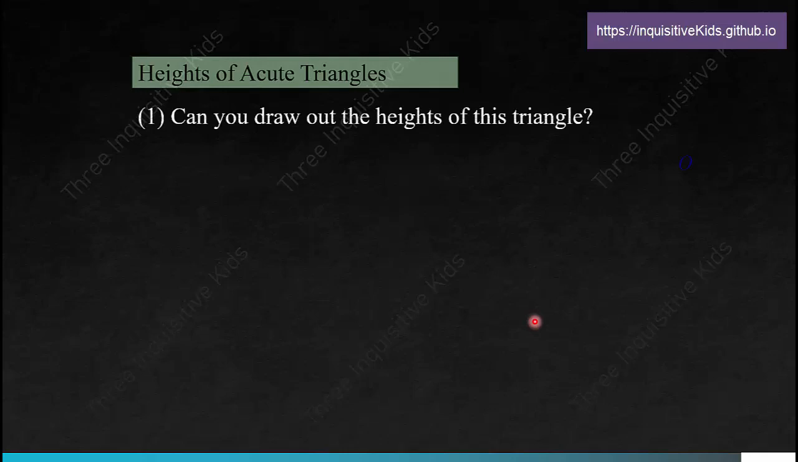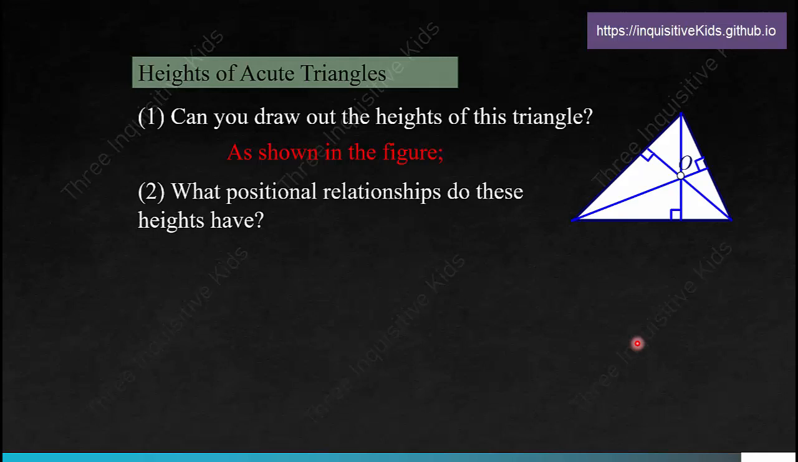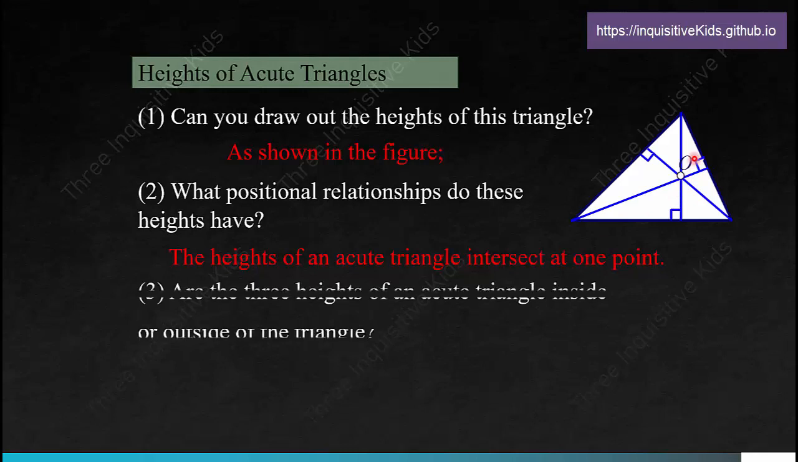So now let's learn about the heights of acute triangles. Can we draw out the heights of this triangle? As shown in the figure, here we have all 3 heights drawn. 2. What positional relationships do these heights have? The heights of an acute triangle intersect at one point, in this case, point O.